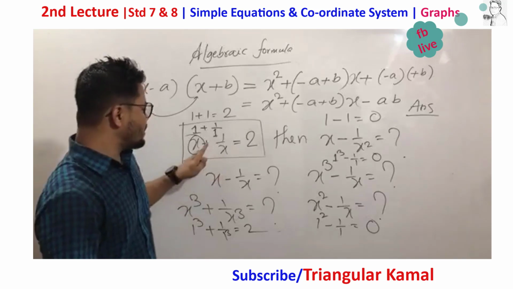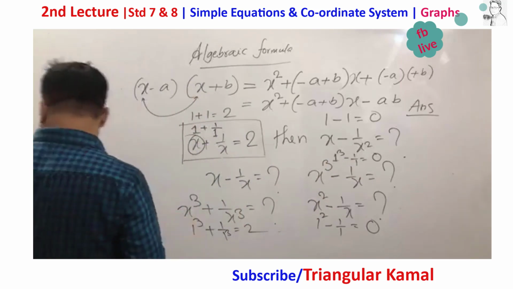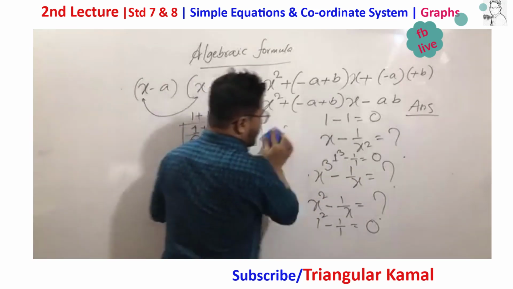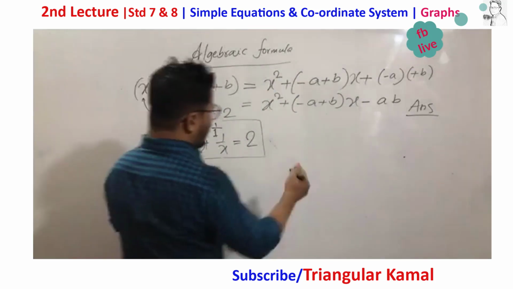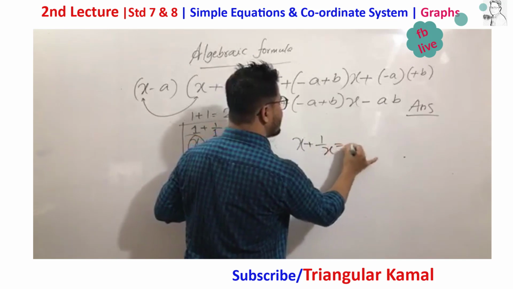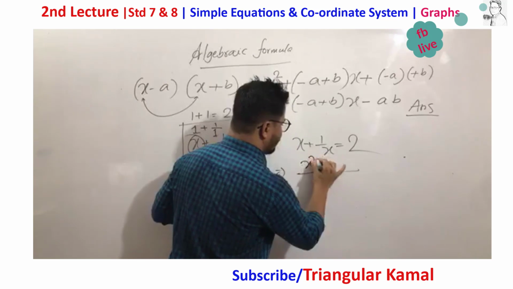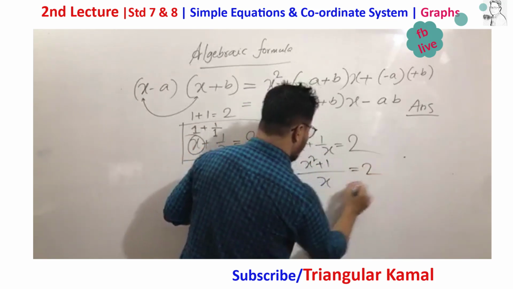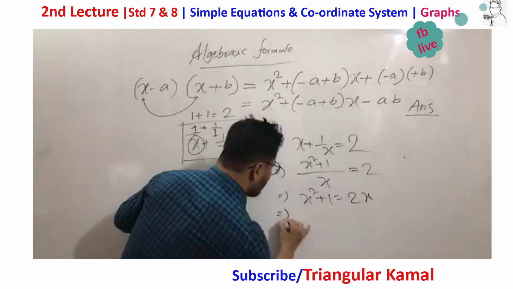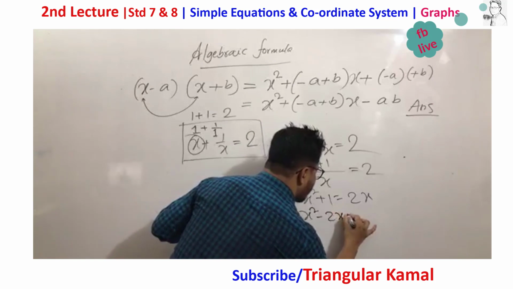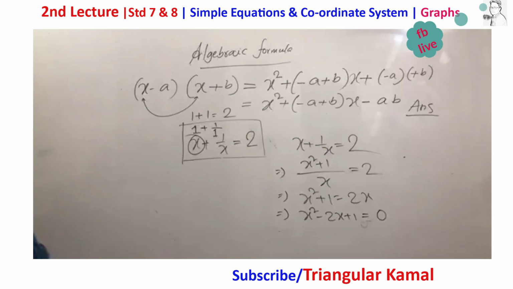So in maximum case, you have to find the value of x, then apply in the given requirement. Okay, let me clear this one again. In the maximum time, students have to answer these types of questions. Like x plus 1 by x equal 2. This indicates taking the LCM, x square plus 1 equal 2x, and now x square plus 1 will be twice x, and this one will be x square minus twice x plus 1 equals 0.